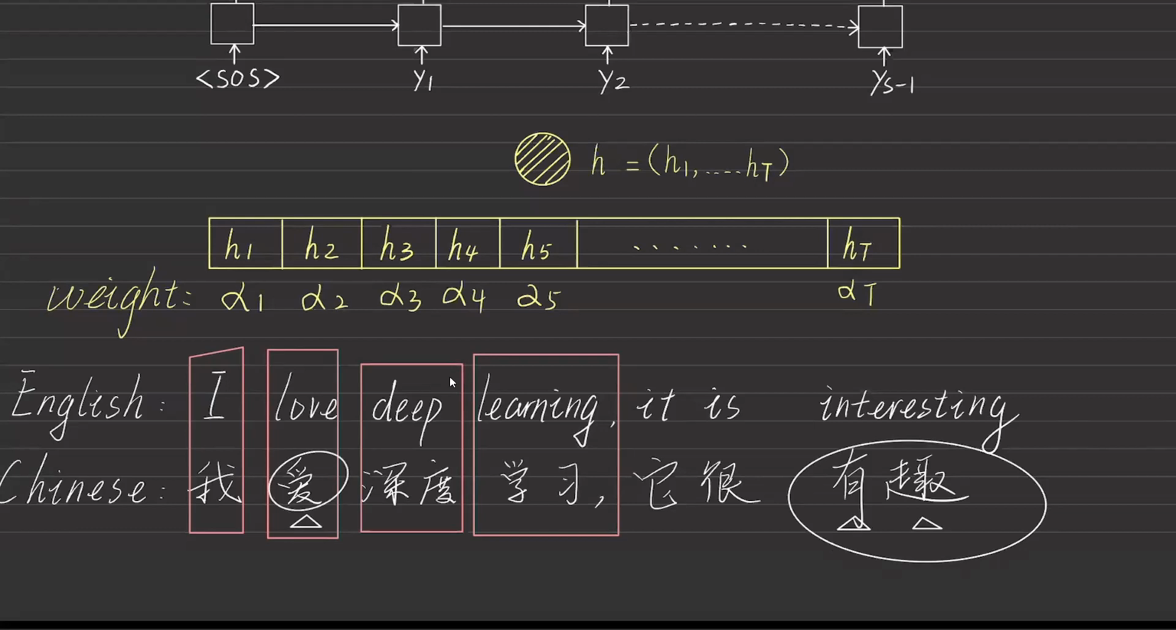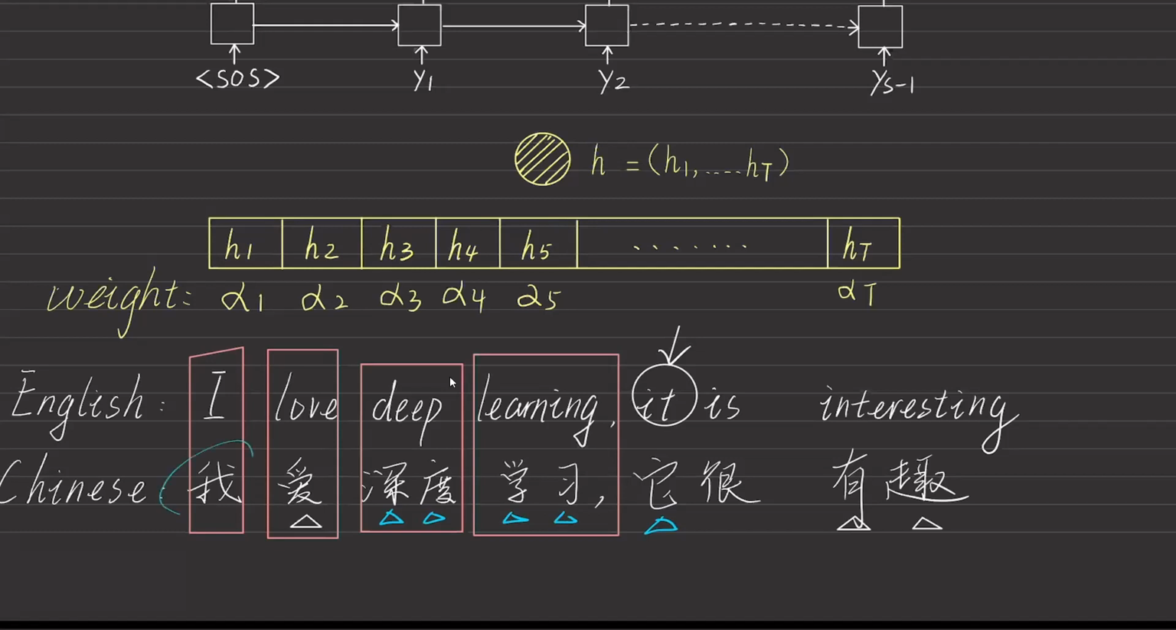Another example: take a look at the word it. It actually refers to deep learning, right? I love deep learning. It is interesting. I'm talking about deep learning being interesting, so it equals deep learning. That means in your input, the word it has a tight relationship with this word and also this word. 深度学习 means deep learning in Chinese. And it has a loose relationship with all the remaining stuff, like this one.